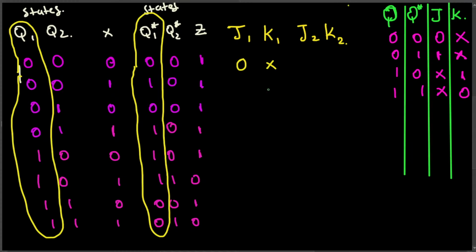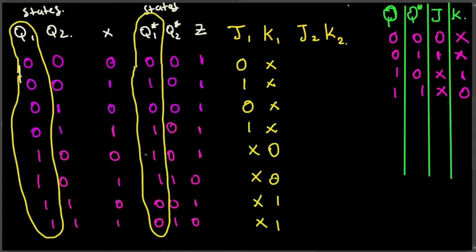For 0 and 1 we have 1 and don't care, and then 0 and 0. For 0 and 0 we have 0 and don't care, and then for 0 and 1 we have 1 and don't care, and for 1 and 1 we have don't care and 0, and 1 and 1 don't care and 0 again, and then 1 and 0, that is don't care and 1, and then 1 and 0 don't care and 1. So this is the truth table for the first JK flip-flop.